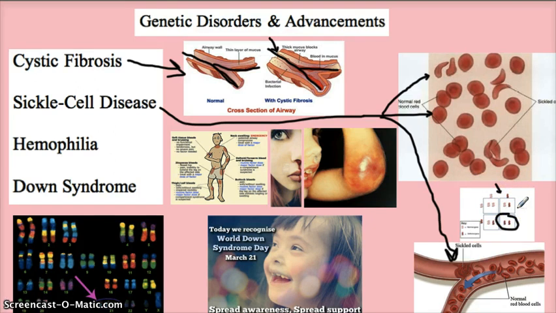Oh, looking at my notes to see if there's anything else on that one. There is not. We'll go to hemophilia.